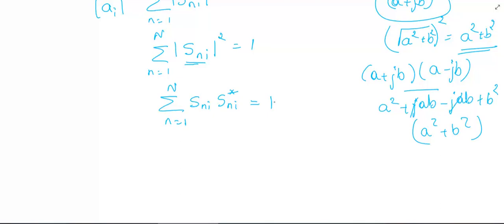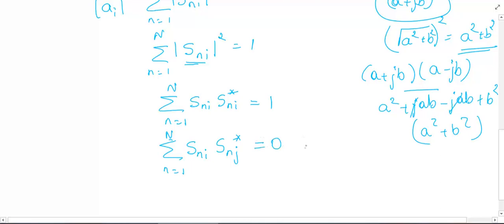Fine. So one more thing from this, another expression I can write is summation n equal to 1 to n of Sni into Snj complex conjugate, which will be equal to 0 when i is not equal to j. That means if I consider any one row of my S matrix and multiply it with some other row or column of that same S matrix with the complex conjugate, I will get 0. This is what it says.